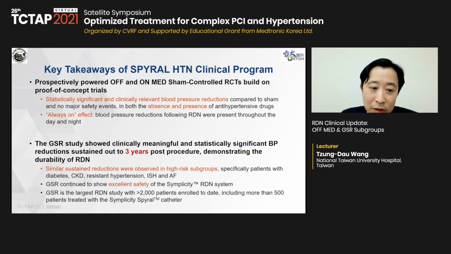And the real-world evidence from the GSR demonstrated sustained blood pressure reduction throughout 3 years follow-up, and in all different subgroups, including isolated systolic hypertension, and also very effective in atrial fibrillation. And the GSR is currently the largest clinical follow-up program, including more than 2,000 patients treated with the Flex catheter and more than 500 patients treated with the Spyral catheter. So that's the summary of my talk. Thank you for your attention.